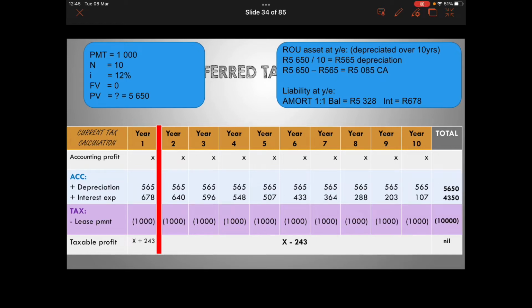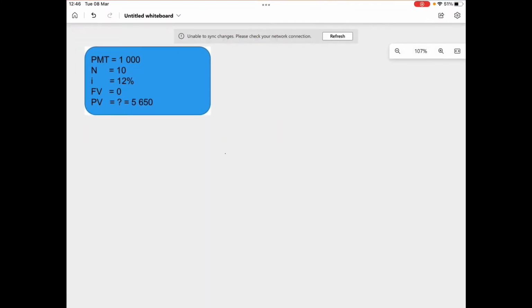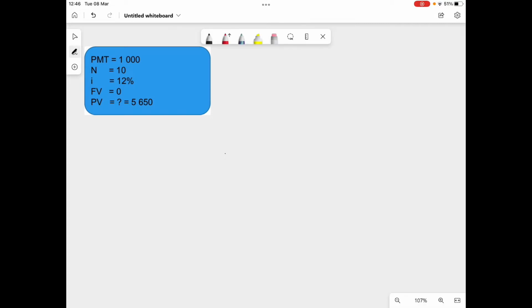In today's lecture, we looked at this lease transaction and the current tax calculation for the lease, and I showed you that we have temporary differences because over the 10 years, the tax and the accounting effect will be the same. So what I want to do in this video is show you the amortization table for this lease. How do we calculate this amortization table?